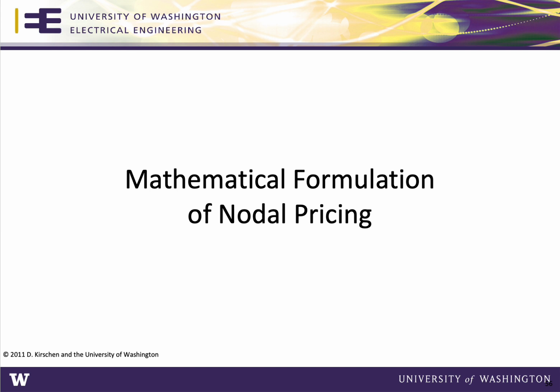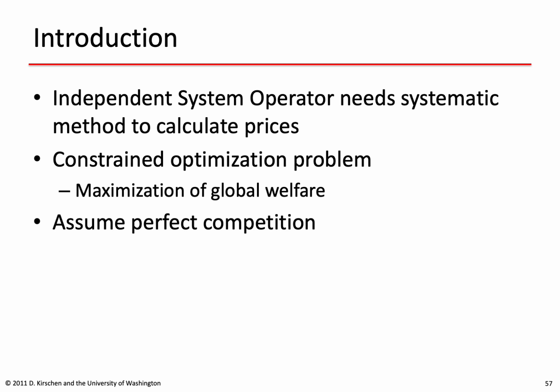So far, our explanation of nodal pricing has been relatively ad hoc. At this point, we turn our attention to a more mathematical formulation. The reason for this is that the independent system operator is going to need a systematic method to calculate these prices. Now, this is going to be a constraint optimization problem where the objective is to maximize the global welfare, and the constraints come from the operation of the network. In this calculation, we assume that we have perfect competition.